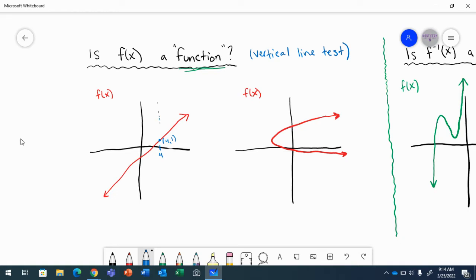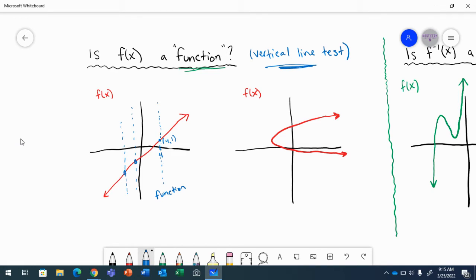There are no other values that you get when you plug 4 into this function because it doesn't hit the graph more than one time. So this is what we call the vertical line test, because we can draw vertical lines and determine, are there any vertical lines that hit more than one spot on the function? In this case, I can draw as many vertical lines as I want. It only ever hits one spot, one y value. And so this first guy is going to be a function. Really, all lines are functions because you'll only ever have one y value for every x value that you input.